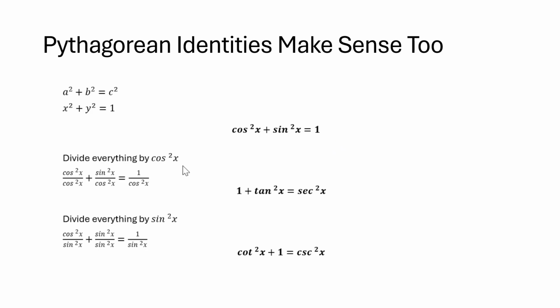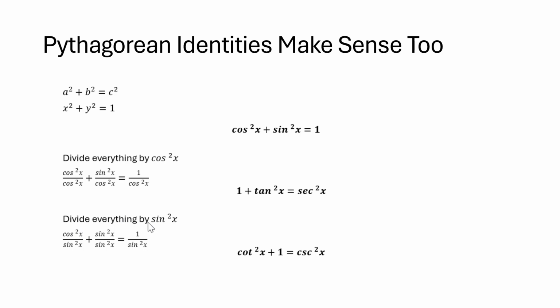And then if you take everything in here and you divide it by a cosine squared, then cosine squared of x divided by cosine squared of x is 1. Sine squared of x divided by cosine squared of x is tangent squared of x is equal to 1 over cosine squared of x. You get a secant squared.